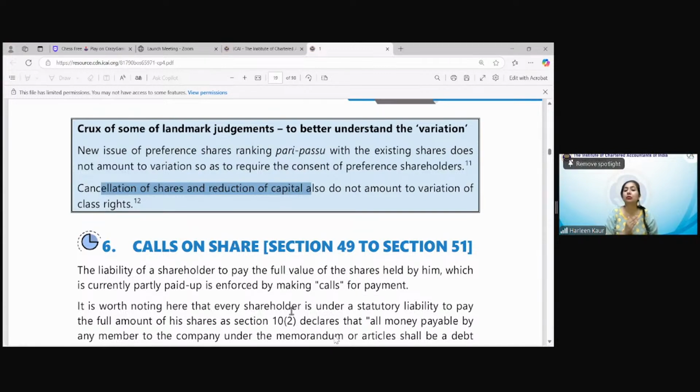Variation will not lead to reduction of share capital. That means if you're varying the shareholders' rights, it does not amount to cancelling of the shares. You're not cancelling the shares. You're not reducing the share capital. You're just changing their rights. Clear to everyone? I hope everything is now clear. Yes, like forfeited shares. So it is not reduction of share capital.